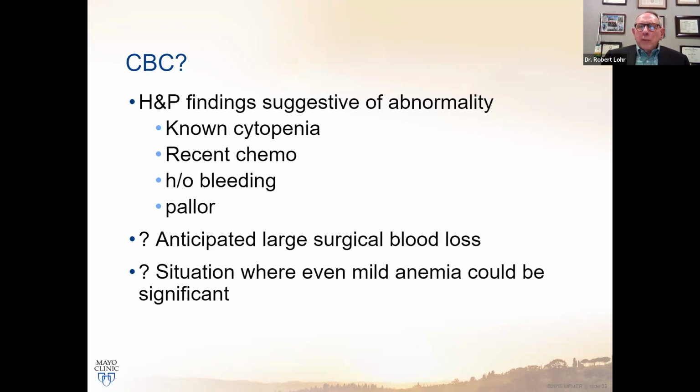So, for example, you have an elderly patient who's going to have bilateral knees done at the same setting. There could be a fair amount of blood loss, and you may want to know what their hemoglobin is to start with. And the second one is the situation where even a mild anemia could be significant. So again, this is the patient with known coronary artery disease, maybe known severe COPD, where you really don't want the hemoglobin to drop much. Because they could become symptomatic from that, and you would want to know where you're starting.